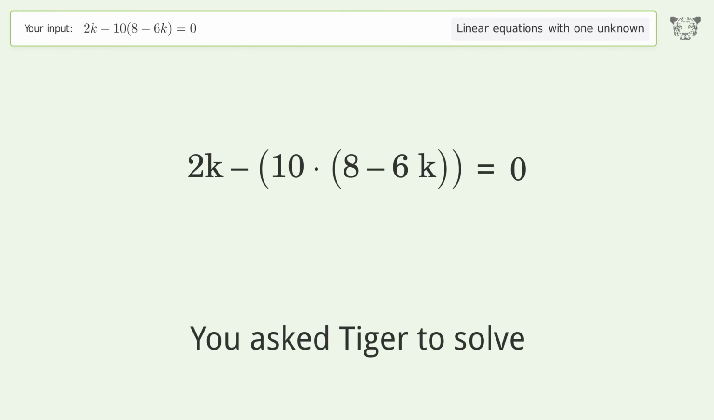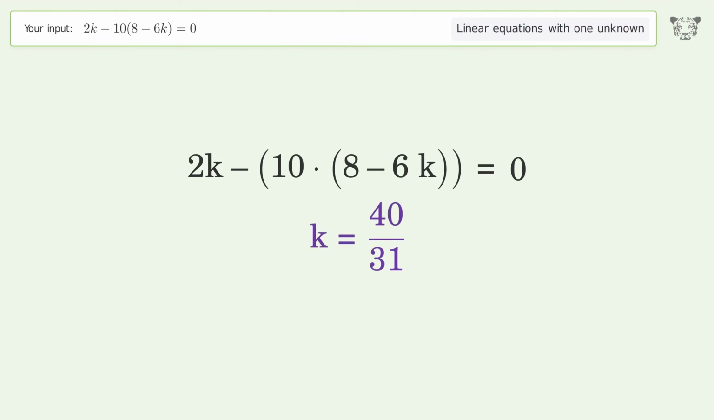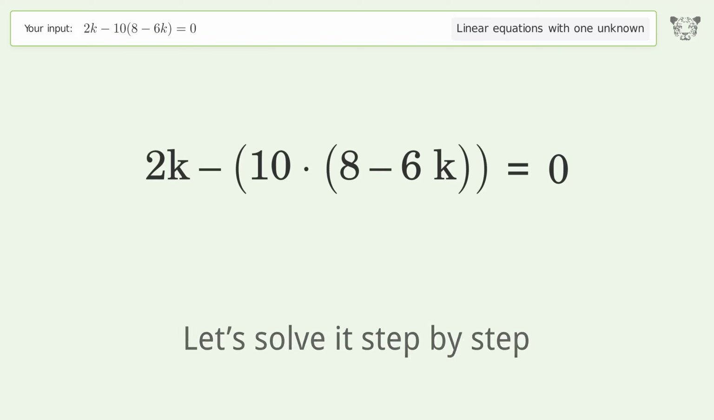You ask Tiger to solve. This deals with linear equations with one unknown. The final result is k equals 40/31. Let's solve it step by step.